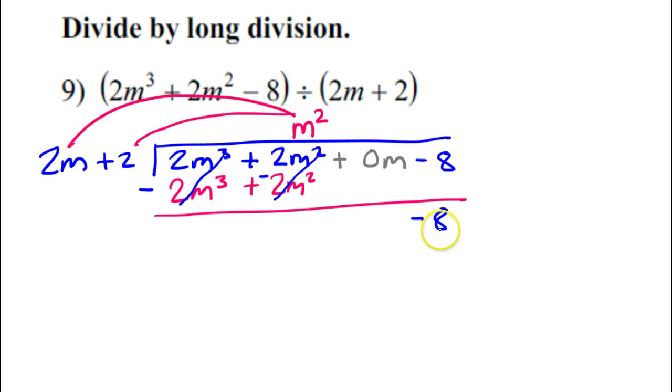Now, so we're finding ourselves at the end. Okay, we're already down to the constant term, and you know, 2m times what is going to give me negative 8? Nothing. Alright, this is a lower degree than this. So this is the remainder. So the m squared is the answer, as long as we include the remainder as well. So the answer is going to be the m squared that we have right here. And then we have plus, and we put this remainder over the divisor. So it will be negative 8 over 2m plus 2.